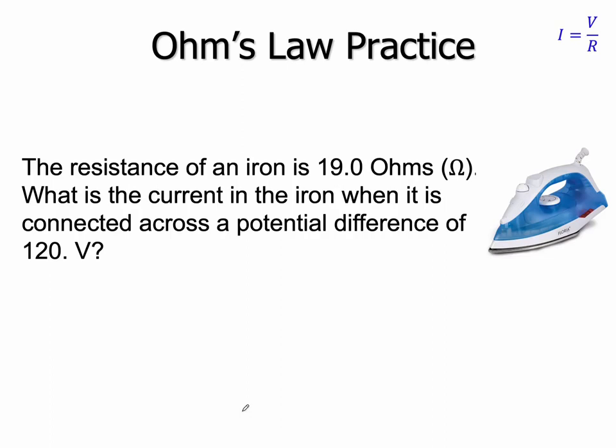Quick practice problem. Here's Ohm's law up at the top, written very simply. Current is equal to voltage over resistance. The resistance of an iron is 19 ohms. What's the current in the iron when it's connected across a potential difference of 120 volts? 120 volts is the standard electrical potential of the plugs in our homes. Trying this one real quick, just using Ohm's law, plugging in what we know. Voltage is 120, resistance 19 ohms. You'll get a current of about 6.32 amps.